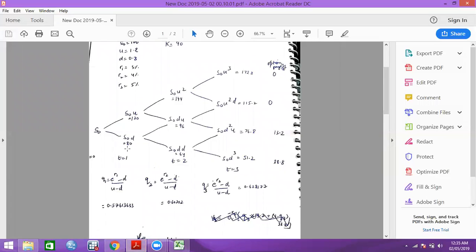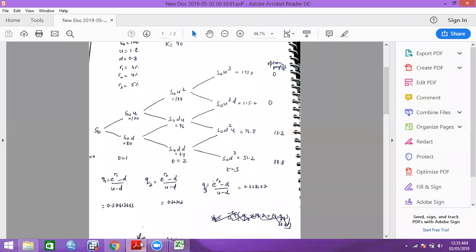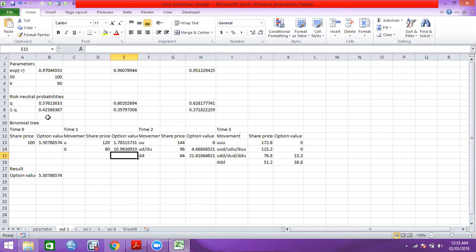Once you have the value at this point, you can again do the same discounting. You can use the same discounting formula to calculate the value of the contract at time t is equal to 0, and that value of the contract is nothing but the price of that option. So it will be q into CU, where CU in this situation is 1.78, plus 1 minus q into CD, and CD in this situation is 10.96. The value of q that you're going to use is 0.576, and e to the power minus r1 value will be 0.970. So using that formula, the value of the option contract that we are getting here is 5.50786, and this value is nothing but the price of the put option.